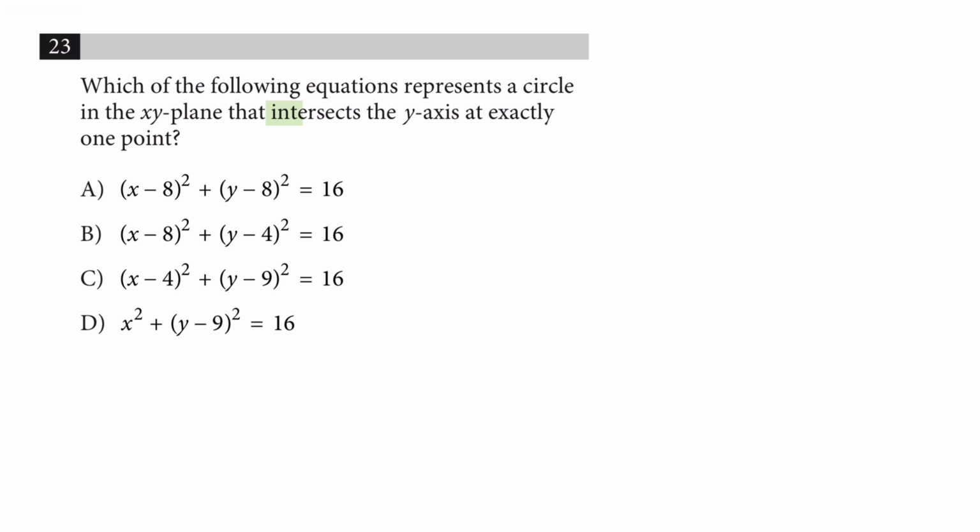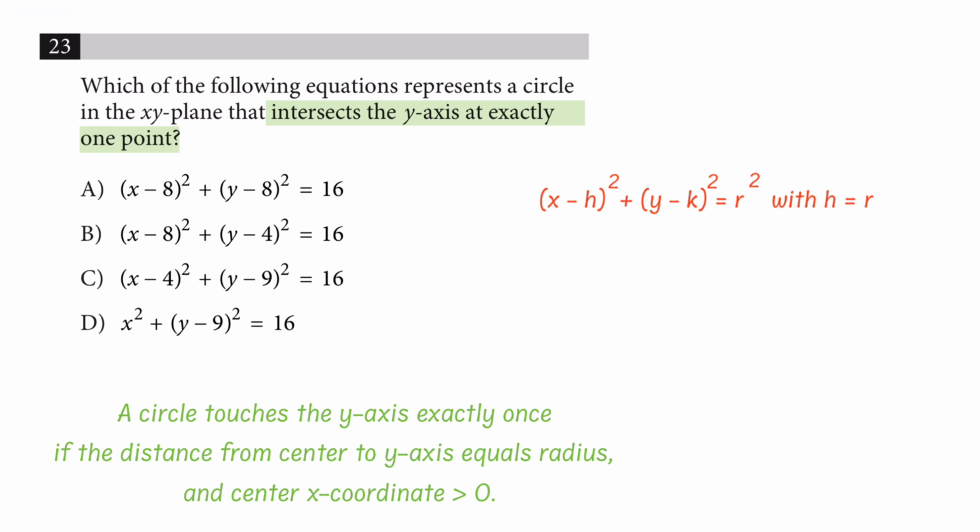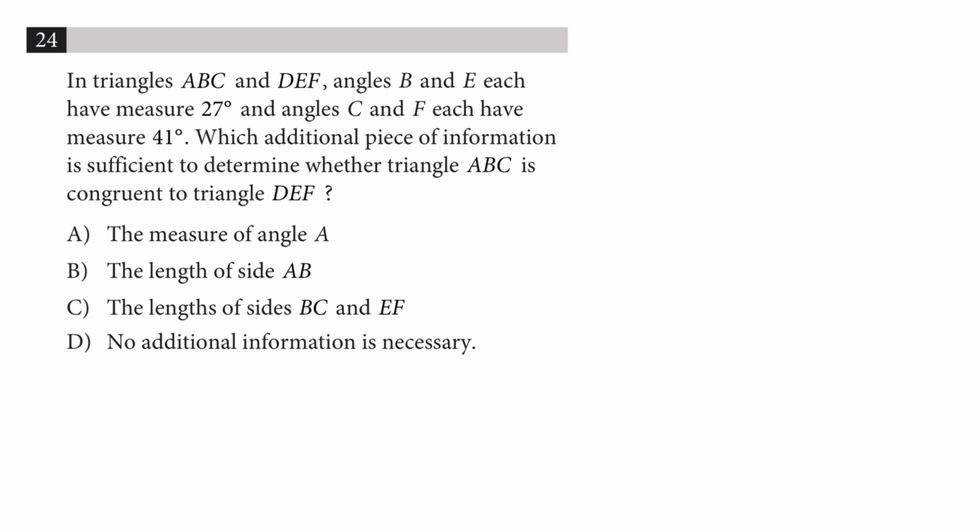Next, circle geometry. Which circle touches the y-axis exactly once? A circle touches the y-axis exactly once if the distance from center to y-axis equals radius, and center x-coordinate greater than 0. Equation form, x minus h squared plus y minus k squared equals r squared, with h equals r. Check options only. X minus 4 squared plus y minus 9 squared equals 16 has h equals 4 and r equals 4. That's choice C. Circle condition, clear.